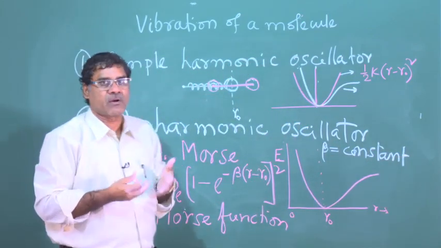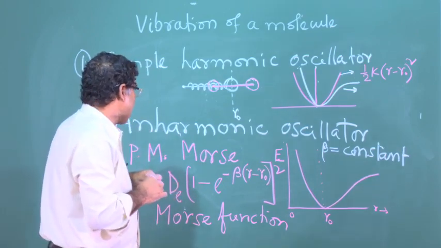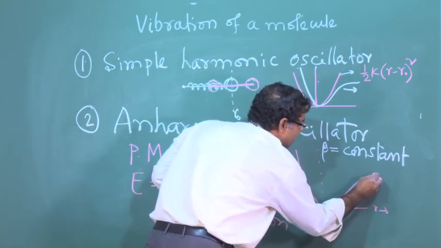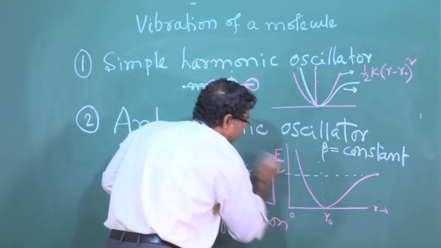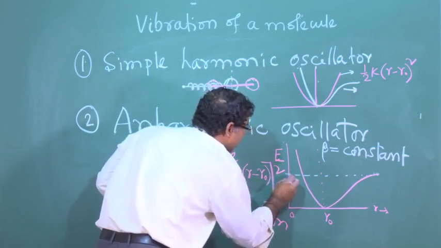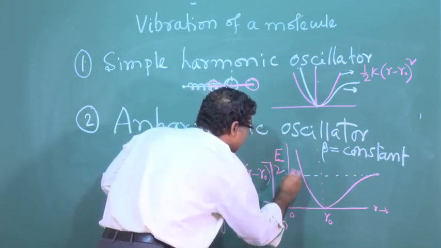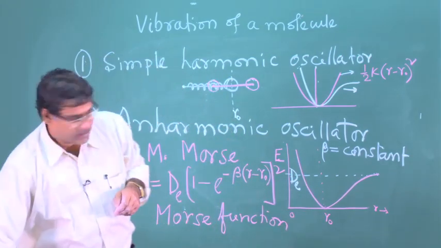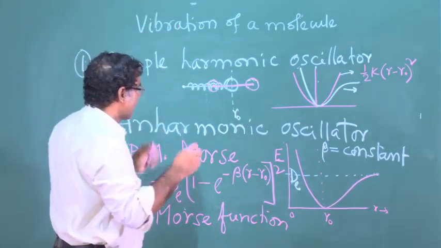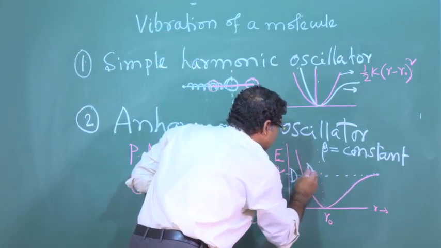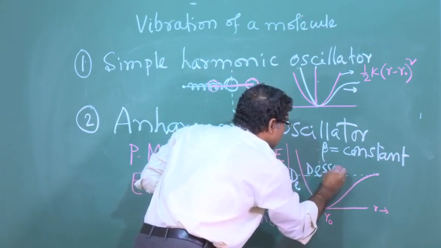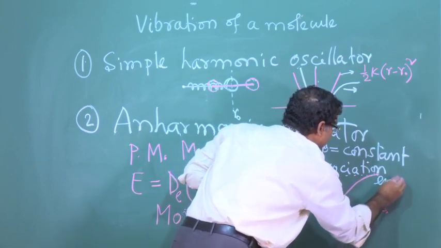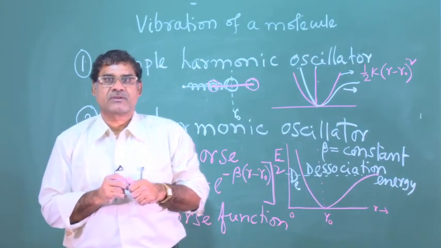So, for a different molecule beta will be different, it is just a constant, and D e is called the dissociation energy. Okay.